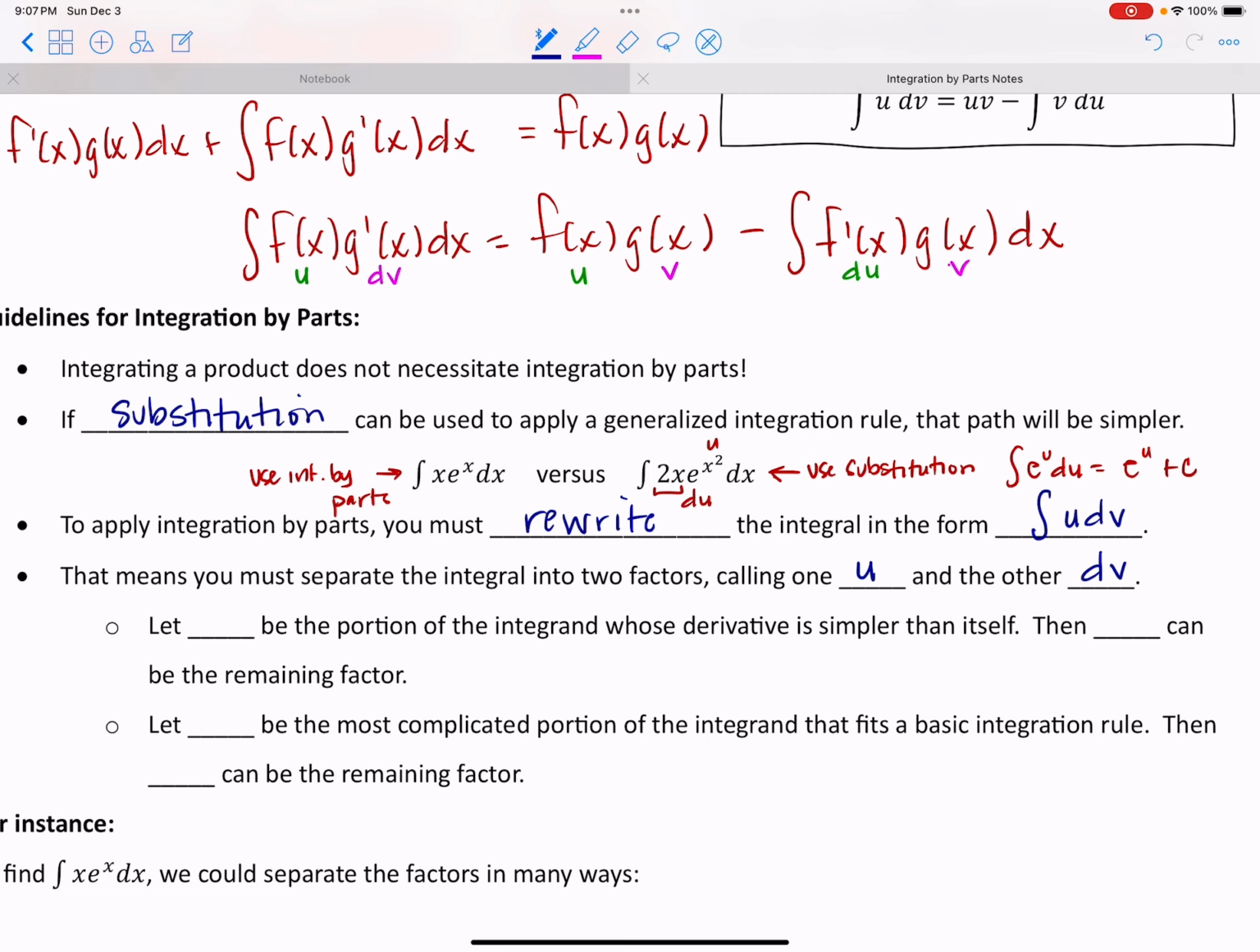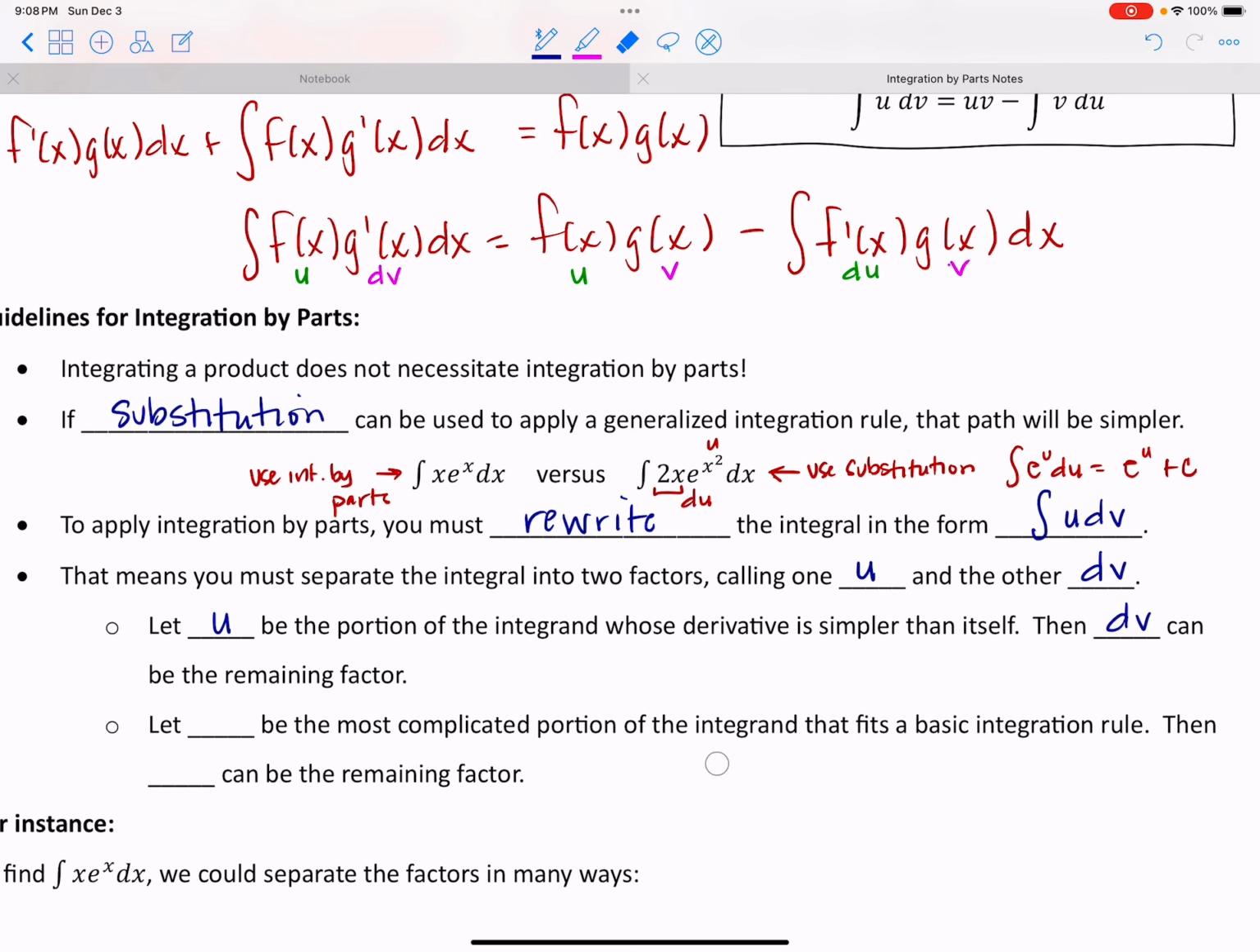So in general, what we want is to let u be the portion of the integrand whose derivative is simpler than itself, and then dv would be the remaining portion. So for example, a good choice for u might be something like x squared, because if I took the derivative of x squared, I get 2x, which is absolutely a simpler function. Okay, so that's the goal. Pick for u a portion of the integrand whose derivative is simpler than itself.